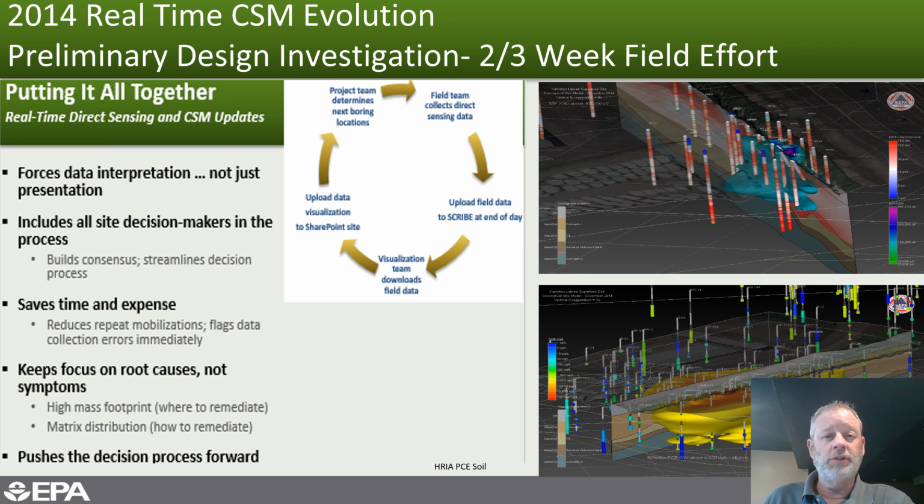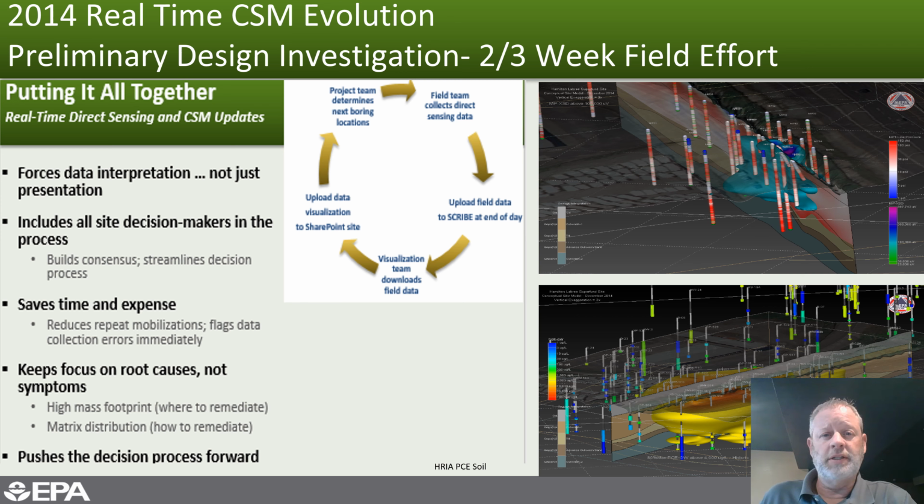And the idea was that we wanted a rapid evolution of the conceptual site model at this site that had been undergoing many years' worth of characterization activities. The idea was, can we come in, evolve the conceptual site model in near real time, and then take that information to help us design an effective remedy?